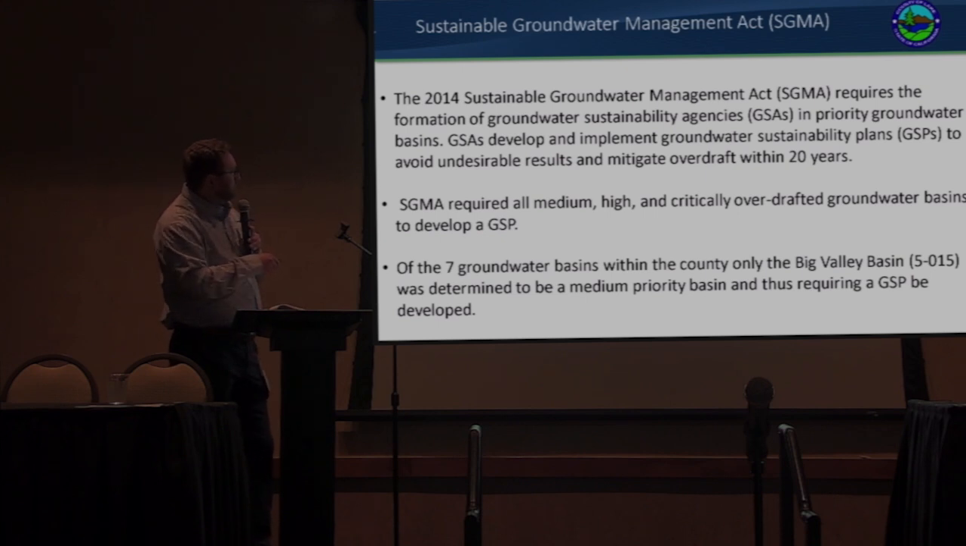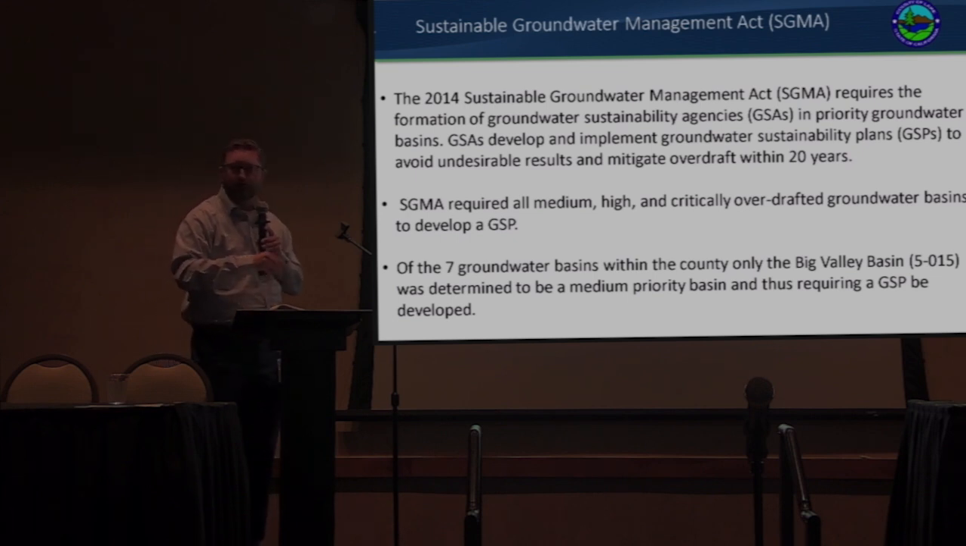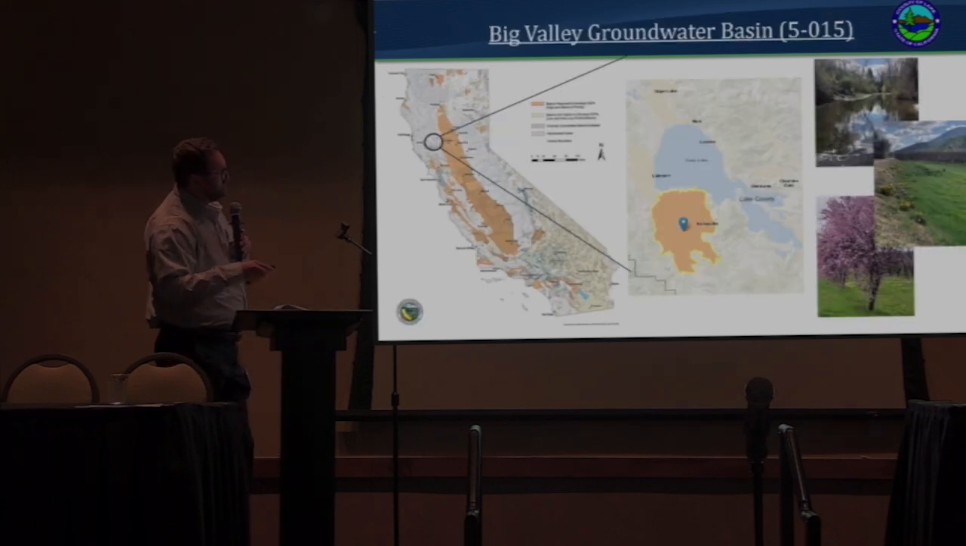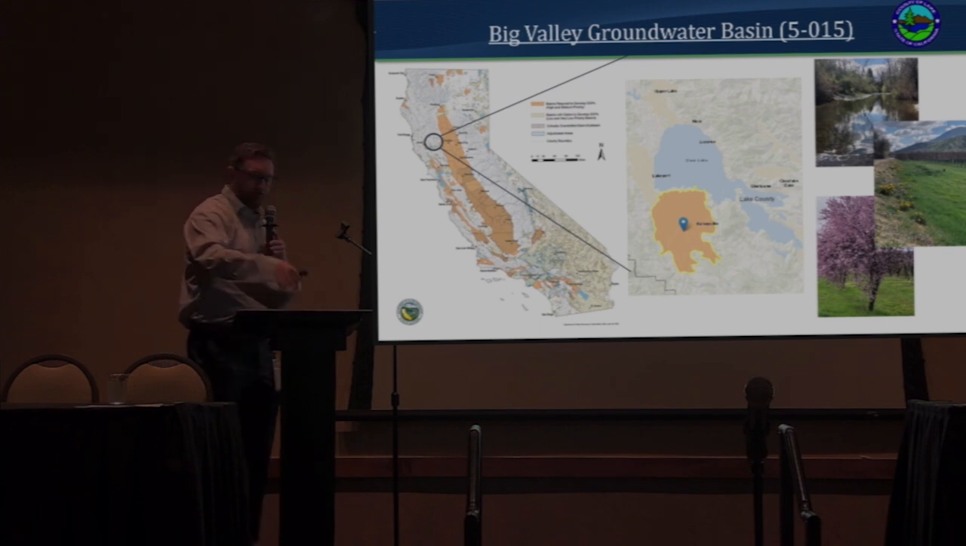So that's this. Of our 7 groundwater basins, our major ones, only the Big Valley Basin 5-015 was determined to be a medium priority basin. So that's the one that had all of the monitoring wells. That's part of the reason that we have so many there. So we'll get into the definitions of what Big Valley Basin is here.